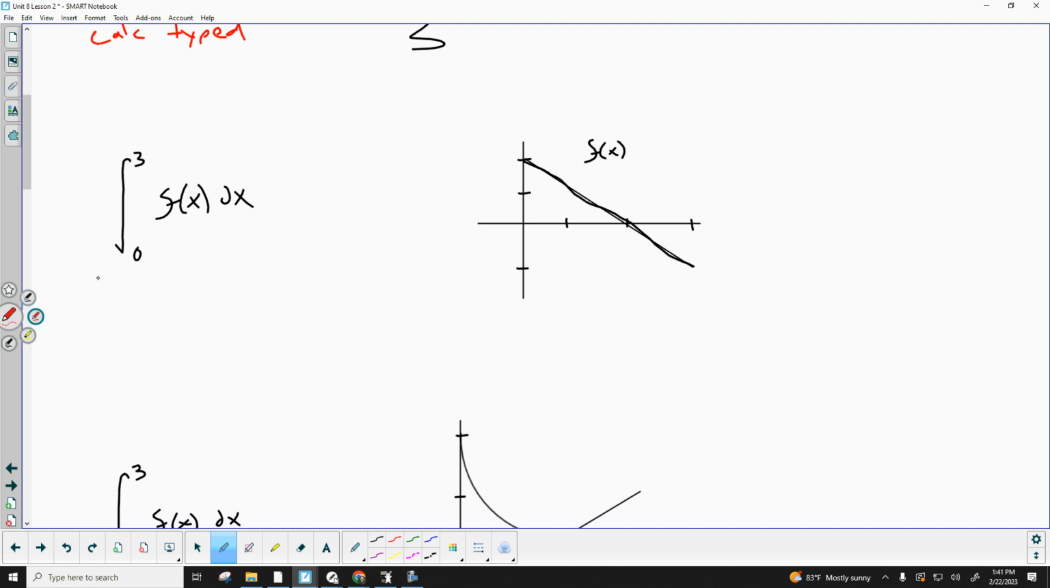Now, we know integrals as being areas. We're also going to think of it as like an accumulation. Accumulation, like we are adding up, and when you see your calculator do this, your calculator adds up all the y's.